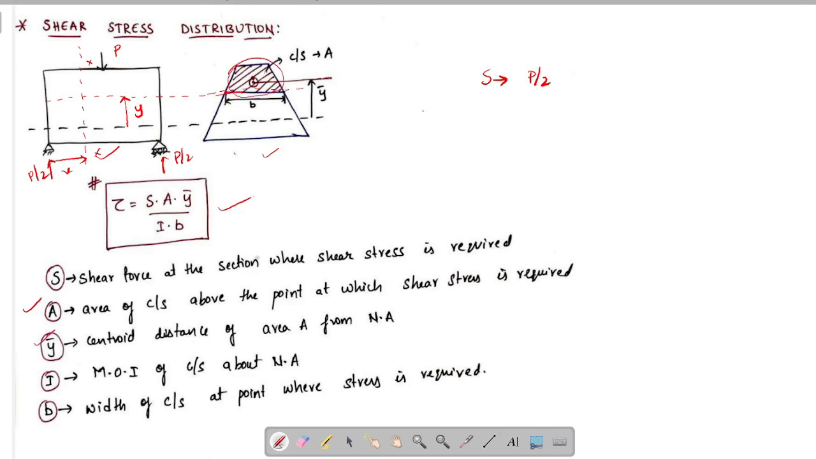Next, what is y bar? Y bar is nothing but centroidal distance of area from the neutral axis. Here, we have seen that this is the area of cross section to be considered. Now, y bar is nothing but, for this area, centroid will be somewhere here. The distance of this centroid from neutral axis is given by y bar. Now, what is I? I is nothing but moment of inertia of the cross section above the neutral axis. That is, moment of inertia of this total cross section about the neutral axis is given by I.